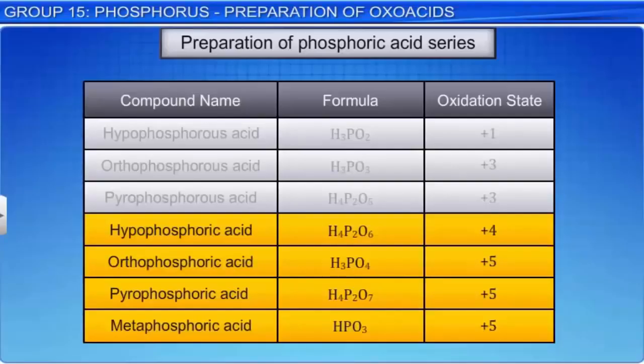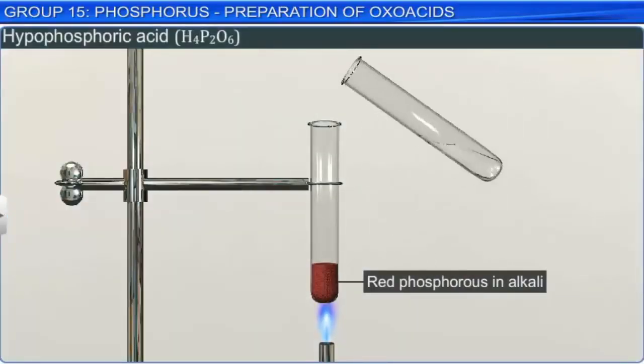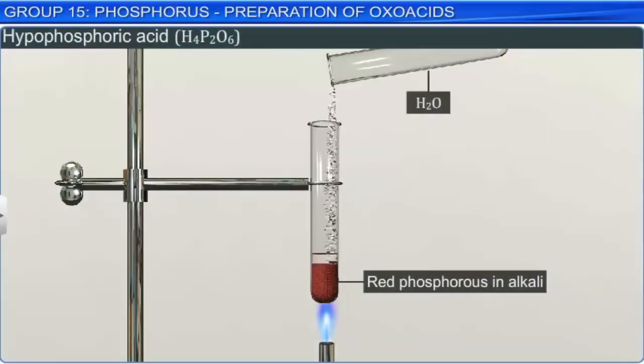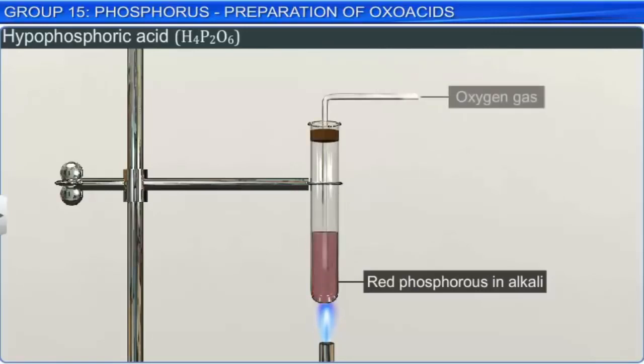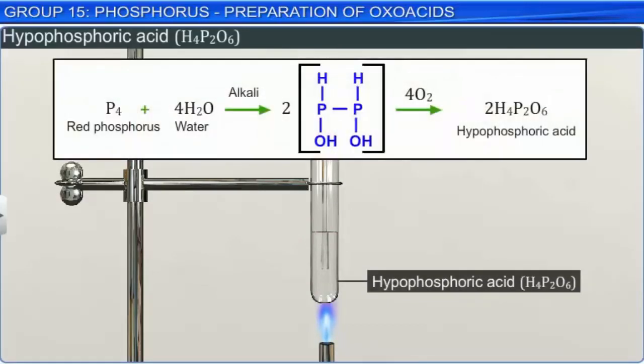Let us now discuss some methods to prepare oxo acids belonging to the phosphoric acid series. Hypophosphoric acid is obtained by the alkaline hydrolysis and oxidation of red phosphorus, as shown by this set of equations.